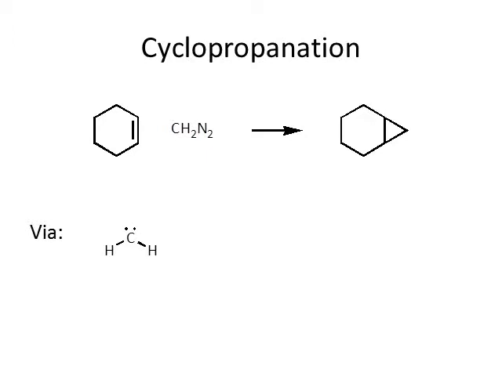It's neutral because the formal charge on carbon is equal to the number of electrons you start with in a neutral atom, the number of valence electrons, that's 4, minus the number of bonds, minus the number of non-bonded electrons. So this is net neutral, but it doesn't have a full octet, so it's very reactive. It's even more reactive than a carbocation or a carbanion.